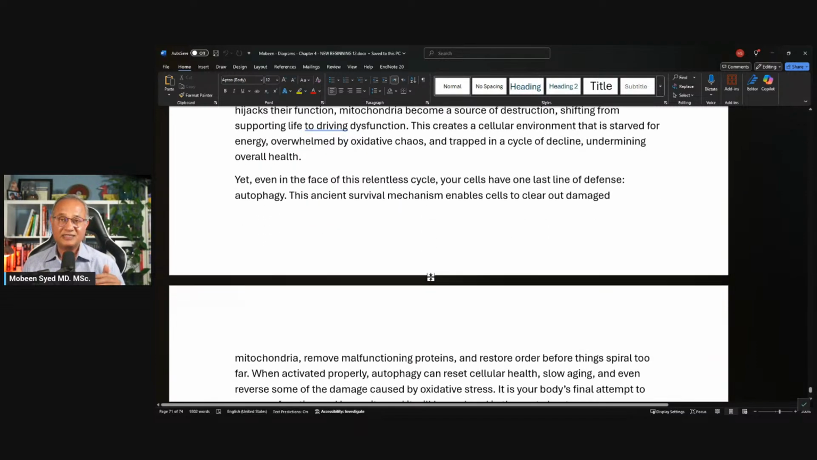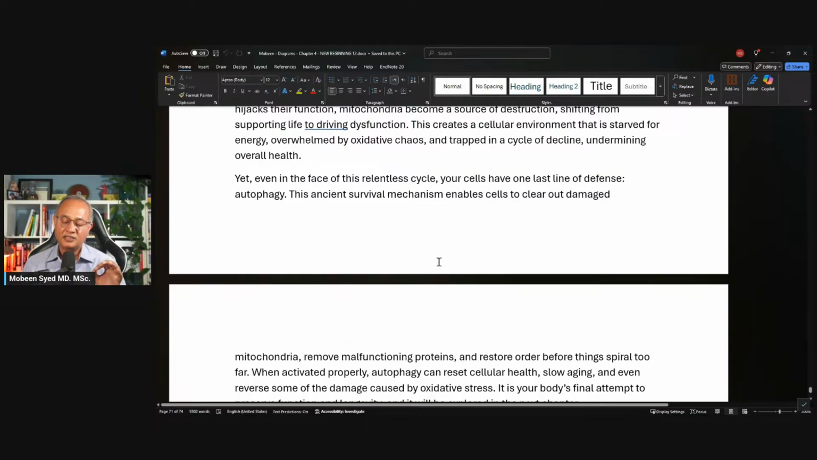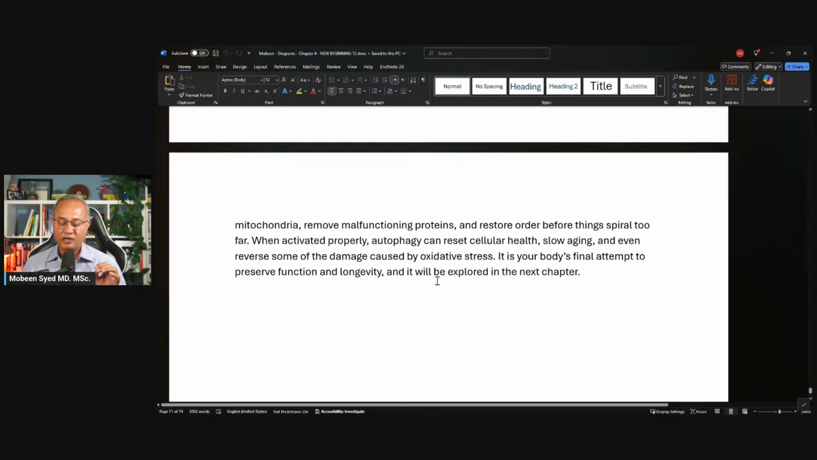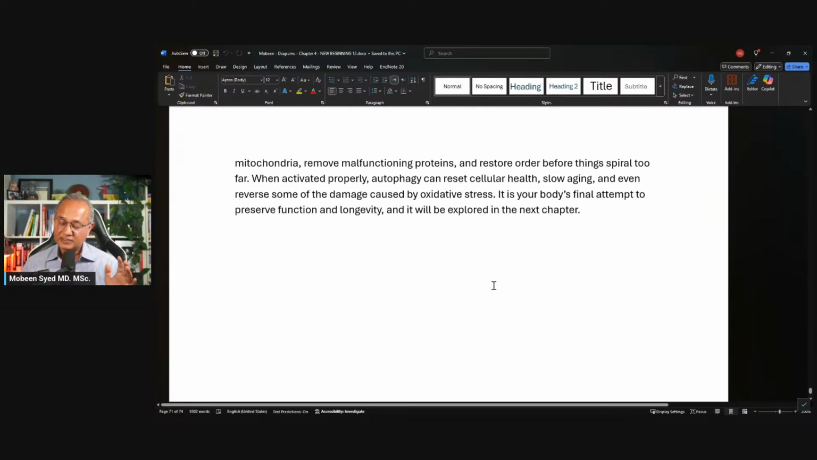Yet, even in the face of this relentless cycle, your cells have one last line of defense: autophagy. This ancient survival mechanism enables cells to clear out damaged mitochondria, remove malfunctioning proteins, and restore order before things spiral too far. When activated properly, autophagy can reset cellular health, slow aging, and even reverse some of the damage caused by oxidative stress. It is your body's final attempt to preserve function and longevity, and it will be explored in the next chapter. So this is the book.